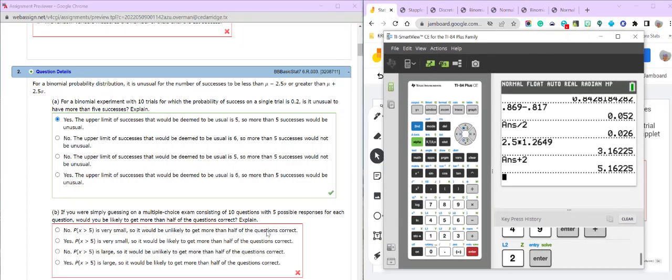If you were simply guessing on a multiple choice exam consisting of 10 questions with 5 possible answers, so that's kind of the same situation here, would you be likely to get more than half the questions correct?